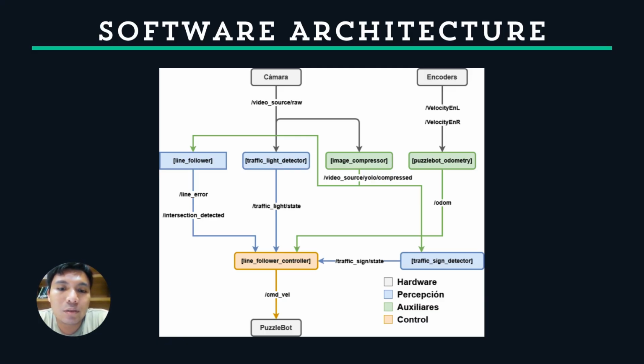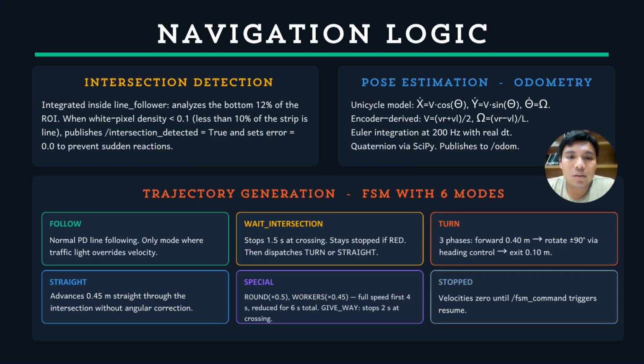So in the video source YOLO compress topic, this topic is used by the traffic sign detector, which publishes the traffic sign state. And the line follower uses the video source YOLO compress image to publish the line error and intersection detect. All these final topics are used by the line follower controller to publish the velocity commands to the motors of the Puzzlebot.